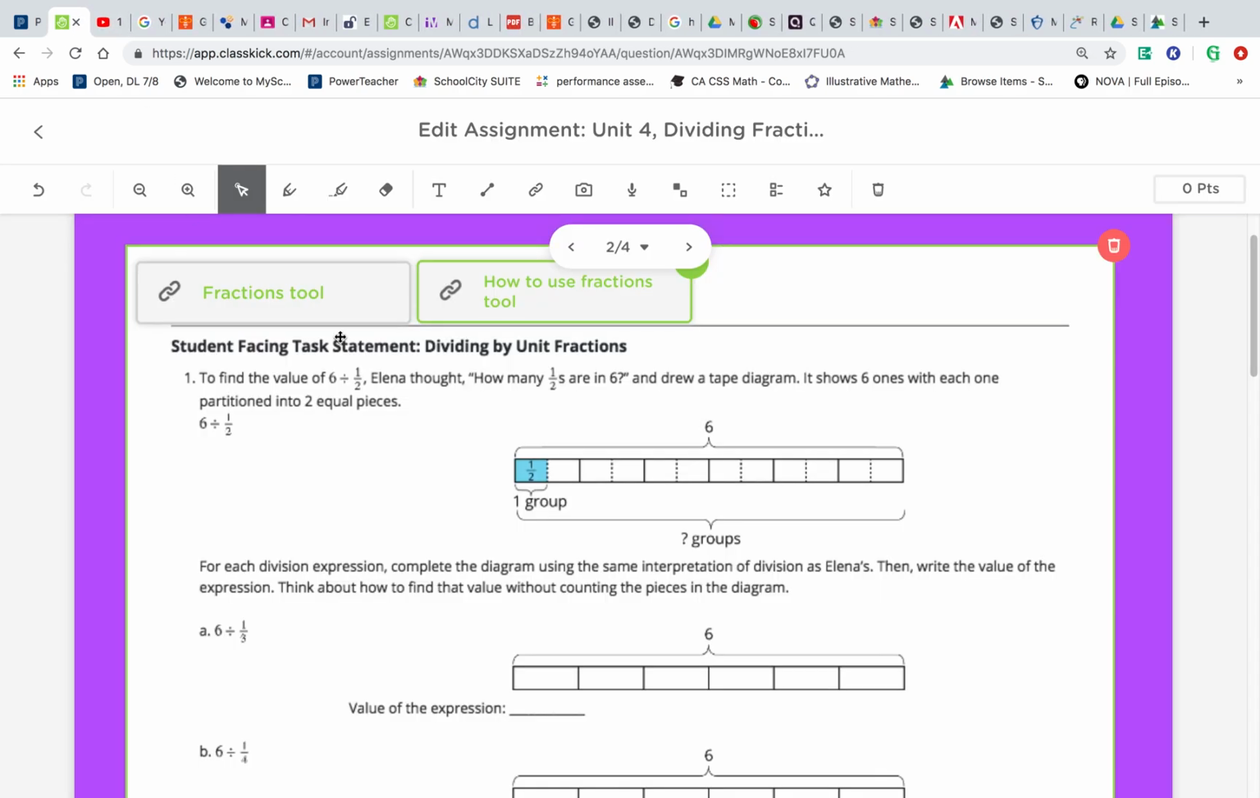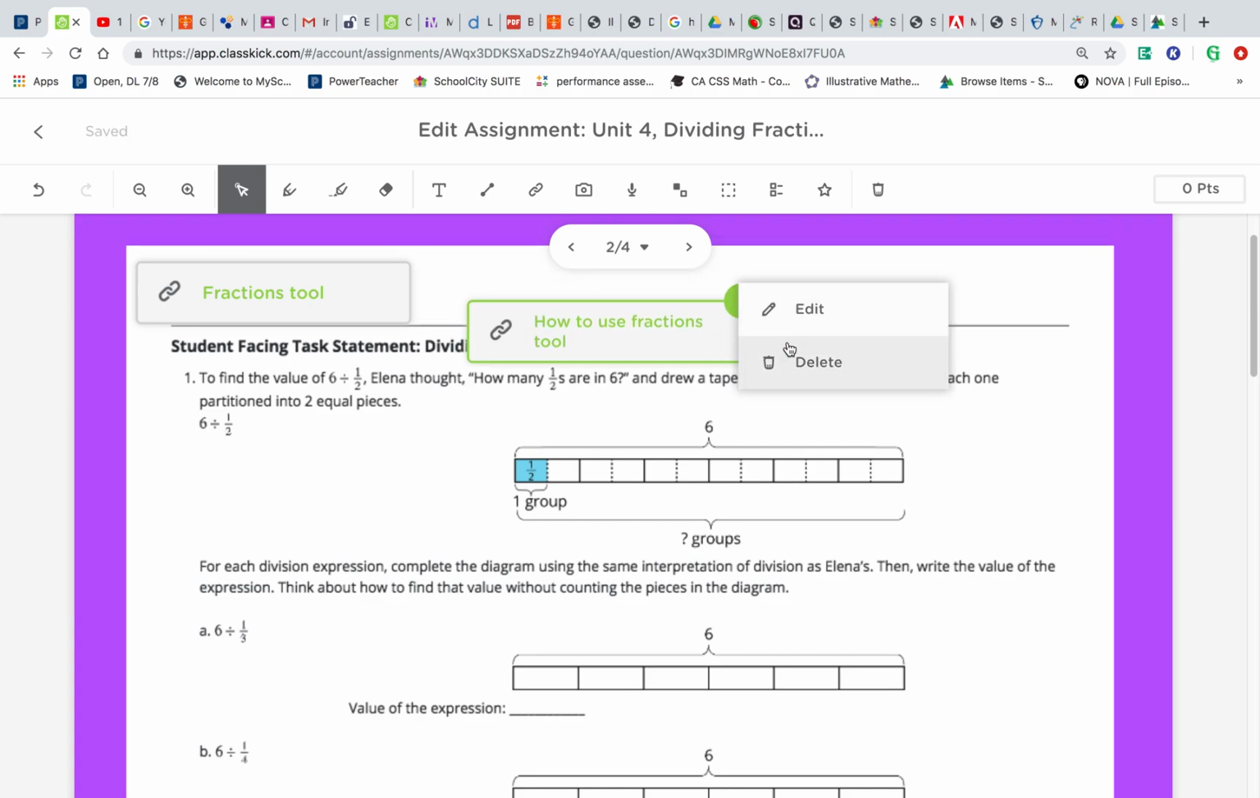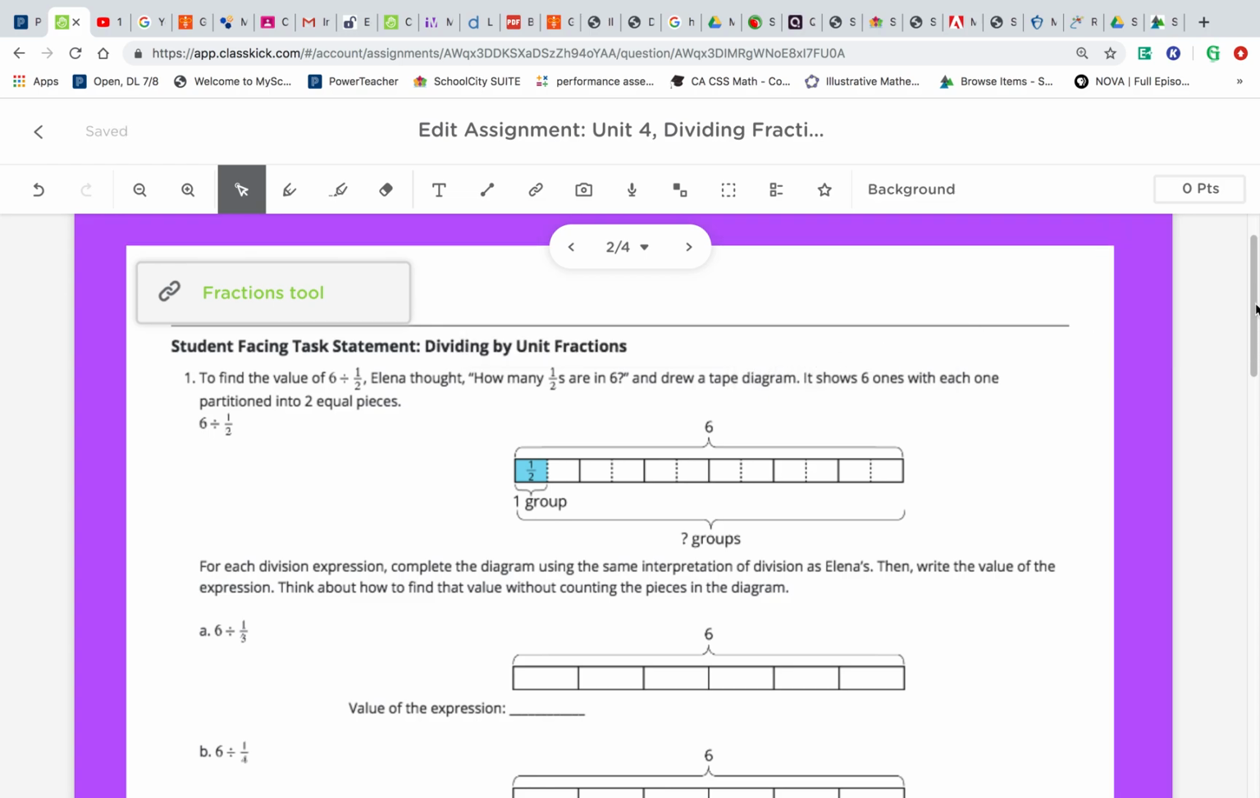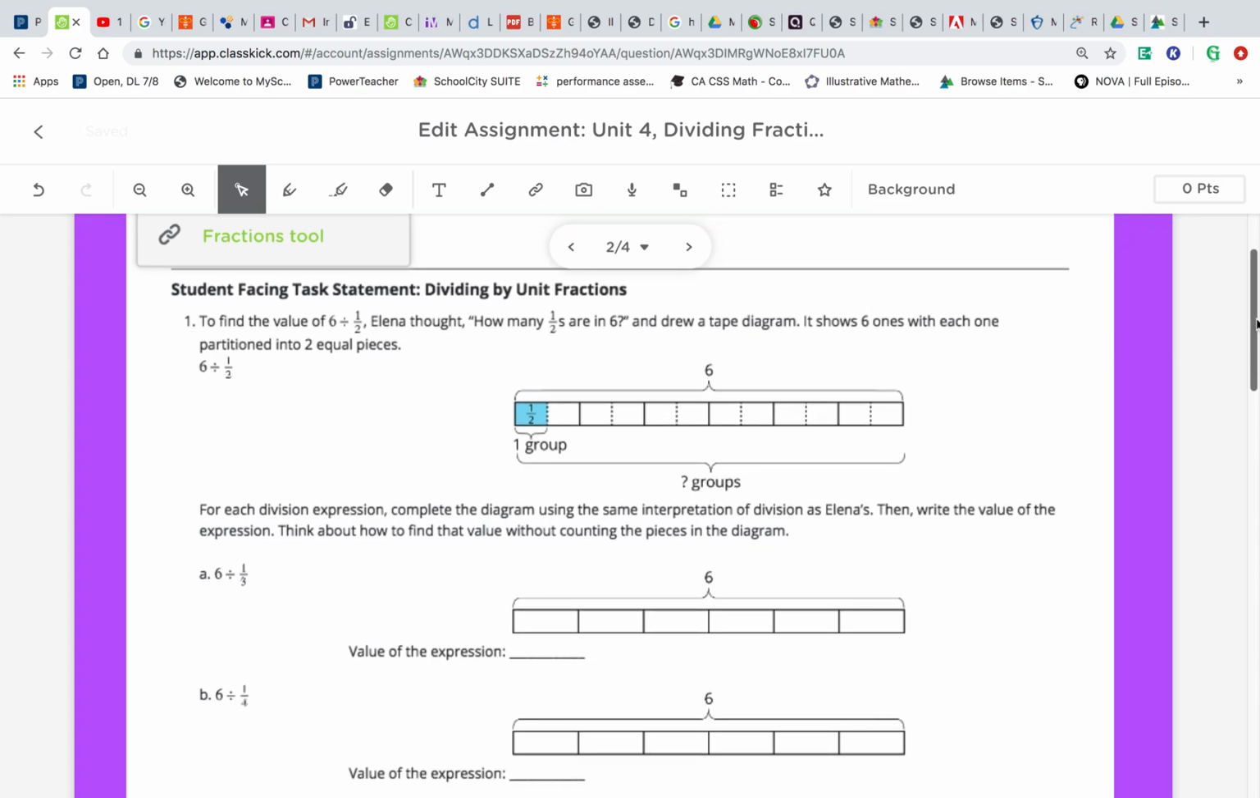All right, so I'm actually going to go ahead and delete this link here as we don't need it anymore. We have it in the video. So, all right, getting on to our work for today. Number 1 says to find the value of 6 divided by 1/2. Elena thought, how many 1/2s are in 6? That's what this question is asking, right? So she's just kind of restating it in a different way that might click for her a little bit better.